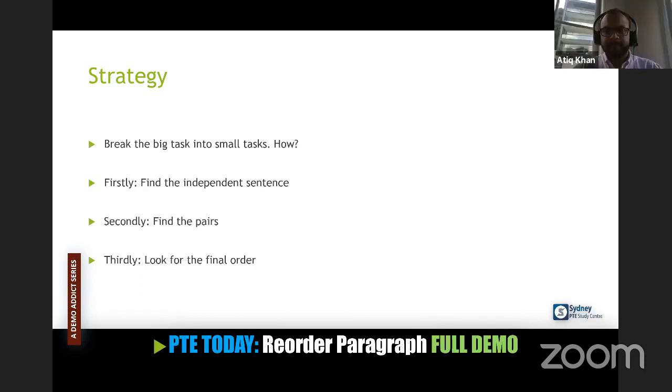Right. Straight to the point, Atiq. The first step: how to find the independent sentence. The independent sentence is the topic sentence, the one that can stand by itself, the one that introduces the topic. Usually an independent sentence doesn't refer to a previous action or a previous event or to something that was mentioned before. And usually an independent sentence doesn't start with a pronoun, discourse marker, or connector.